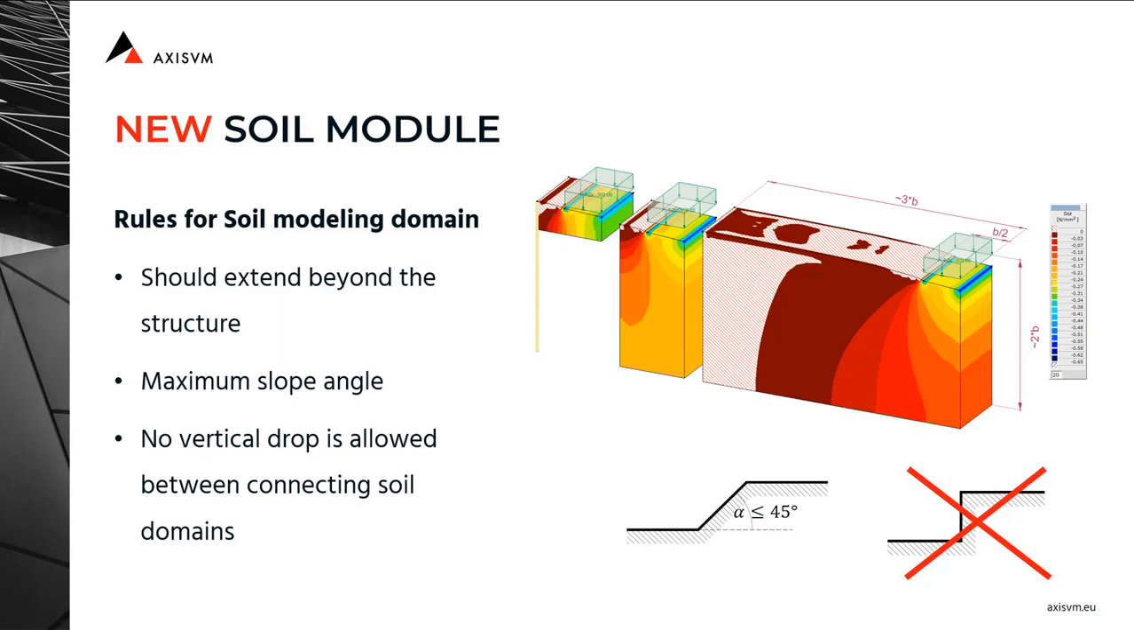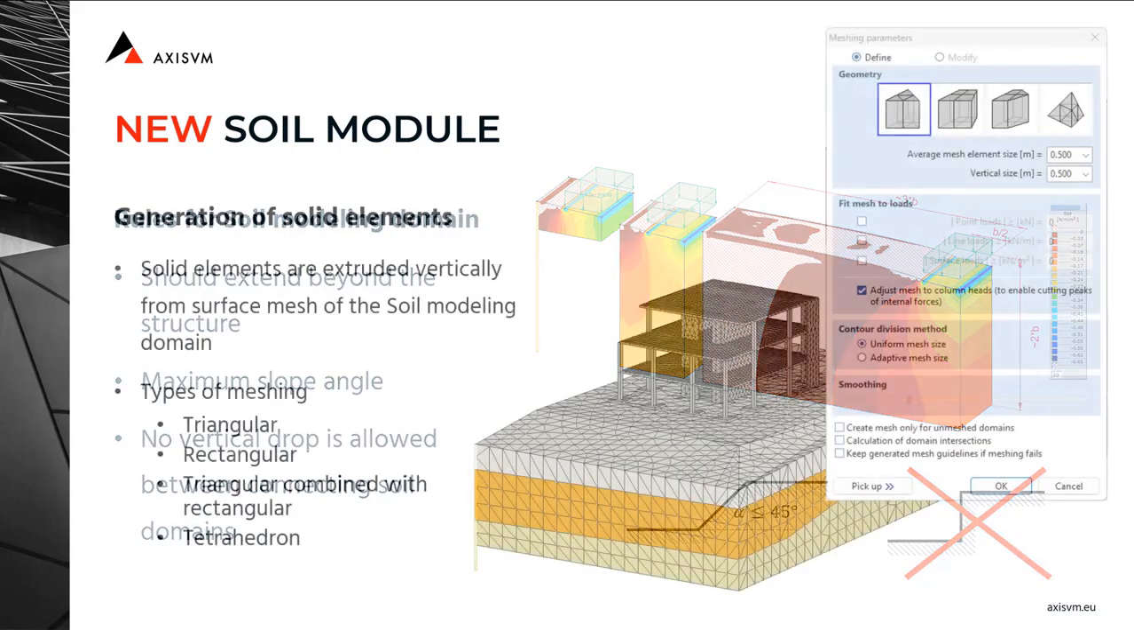Because the module is not meant to handle the failure of the soil along slip surfaces, no vertical drop is allowed between connecting soil domains, and in fact the maximum slope angle is limited to 45 degrees.